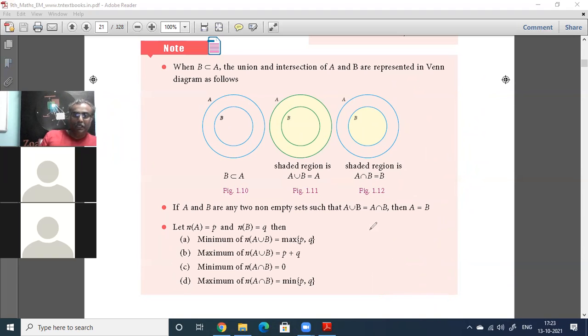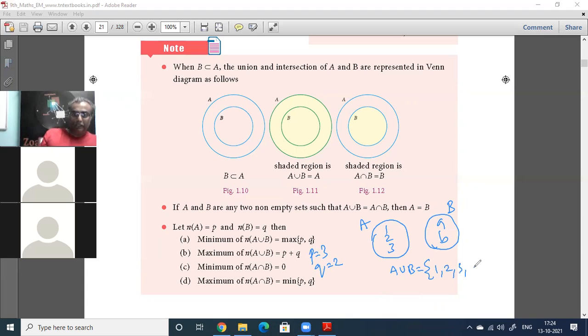Okay. N of A union B. Let us say, now take two disjoint sets. This is A, this is B. Okay. N of A union B. The number of elements inside this is P. Let us say P is equal to 3 and Q is equal to 2. Okay. 1, 2, 3 is here. A, B is here. Okay. In that case, A union B is equal to what? 1, 2, 3, A, comma B. But what is N of A union B, the cardinality of A union B? How many are there? 1, 2, 3, 4, 5. So N of A union B is equal to 5.